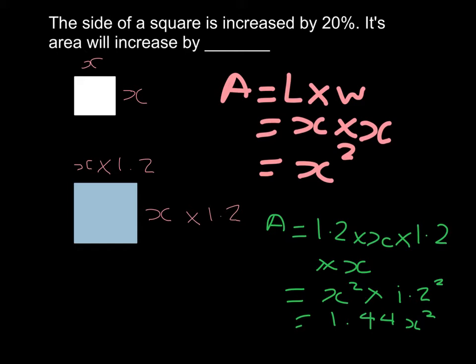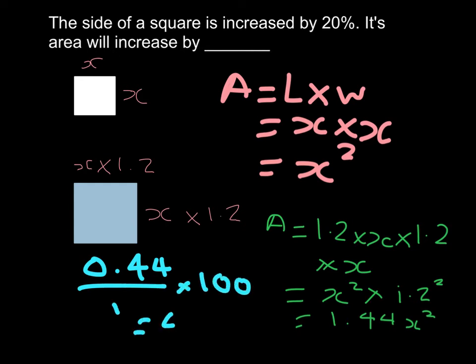You can clearly see that the value of my larger square is 0.44 bigger, or 44 hundredths. Therefore, the area increases by 0.44 over 1 times 100, which is going to give me 44%. And that's the figure I'm going to put up here. The square has increased by a value of 44%.